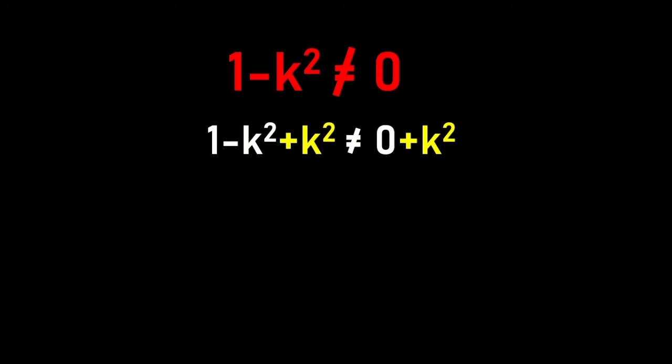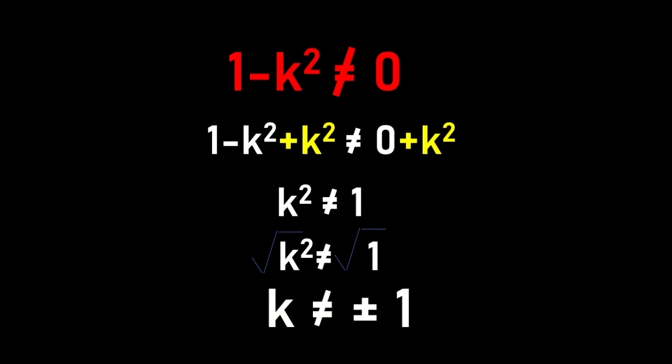So, 1 minus k squared is not equal to 0, okay? Using the additive inverse of positive k squared, we can get k squared is not equal to 1. Simply get the square root of both sides, and we can get k is not equal to positive or negative 1. So, the rules are, the value of k is an element of real numbers, and k is not equal to positive or negative 1.